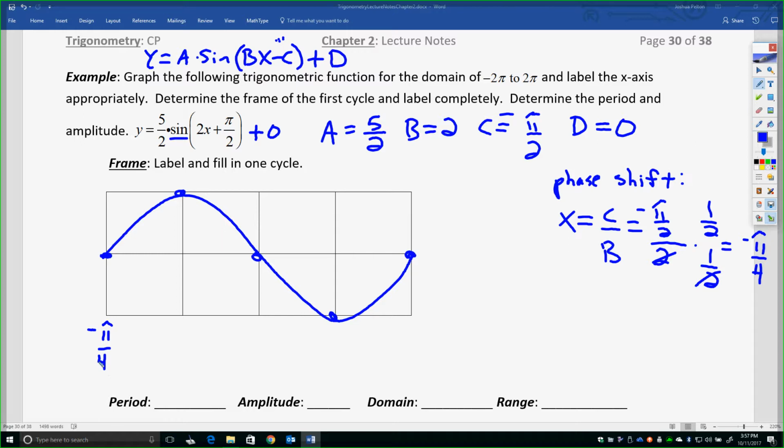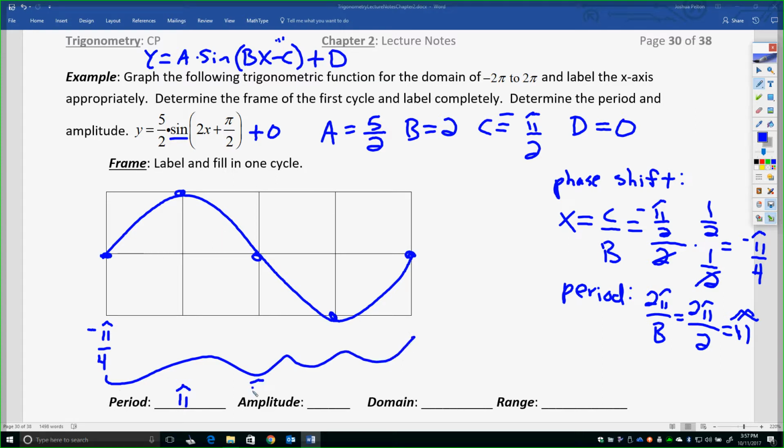So this is going to go some distance. We need to get the endpoint now. So we need to figure out how far this is going to go, which of course is the period. So the period formula is 2 pi over b, but b in this case is our 2. So we get pi for the period. Alright, so this goes some distance from here to here, which is going to be a distance of pi. But we didn't start at 0, we started at negative pi over 4.